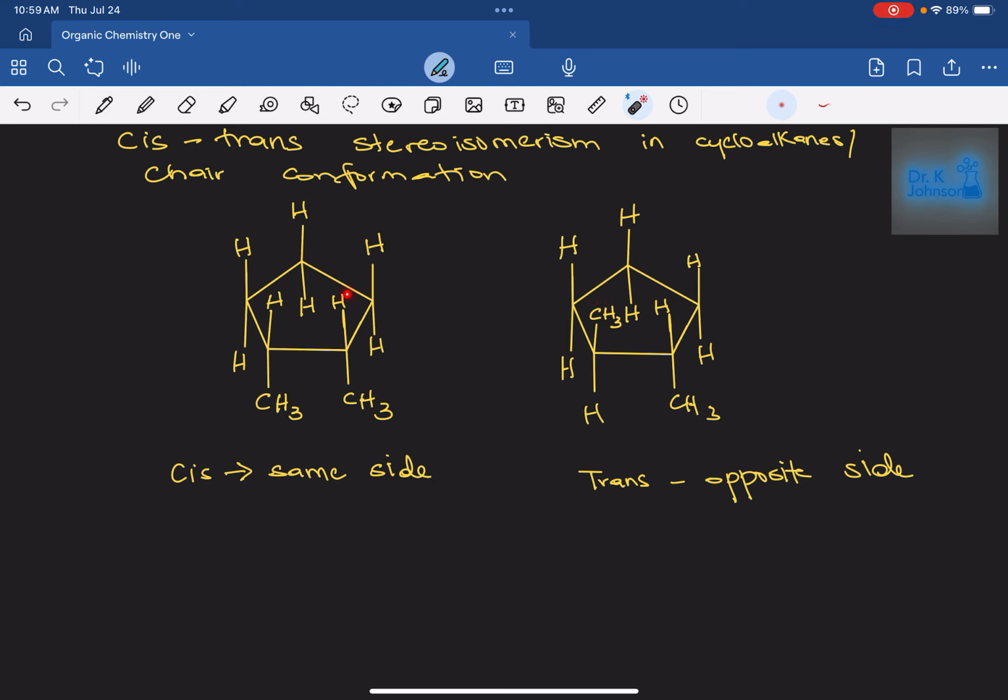You could also look at the hydrogens here, right? There are cases where you'll use hydrogens. We'll talk about that when we get to alkenes. So cis, same side, right?